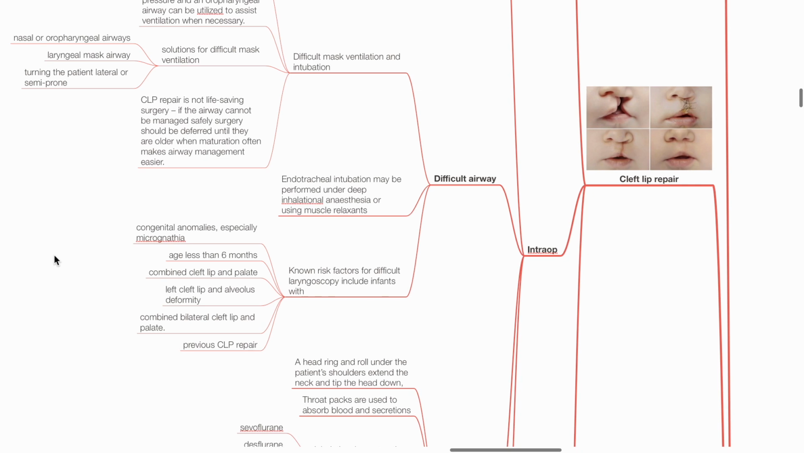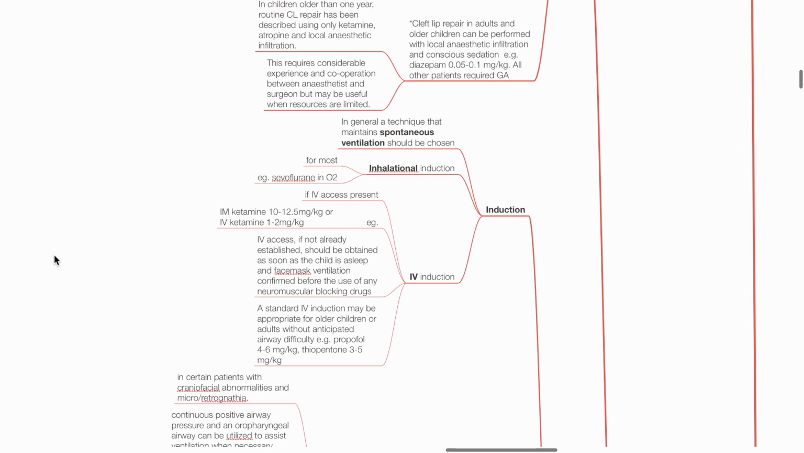Intraoperative considerations. Induction. In general, a technique that maintains spontaneous ventilation should be chosen. Inhalational induction is suitable for most, for example using sevoflurane in oxygen. IV induction is an option if IV access is present. Ketamine is advantageous as it maintains spontaneous ventilation, unlike propofol or thiopental. IV access, if not already established, should be obtained as soon as the child is asleep and face mask ventilation confirmed before the use of any neuromuscular blockers.